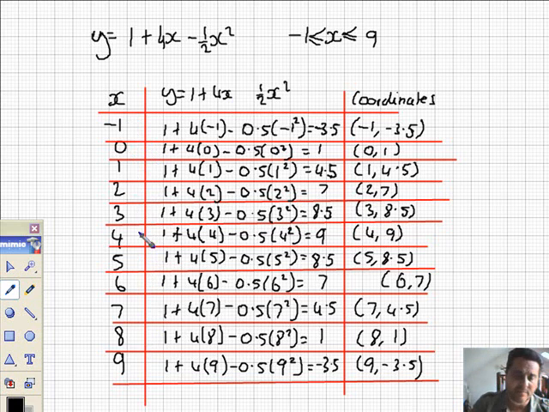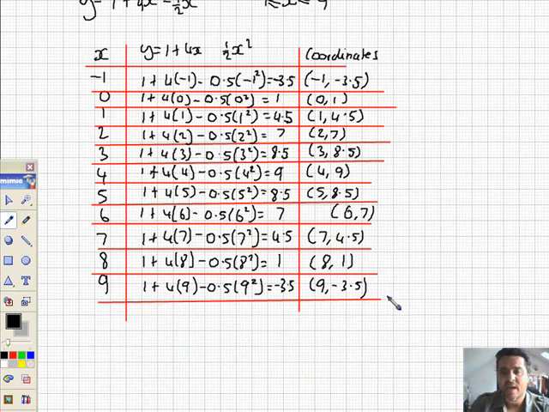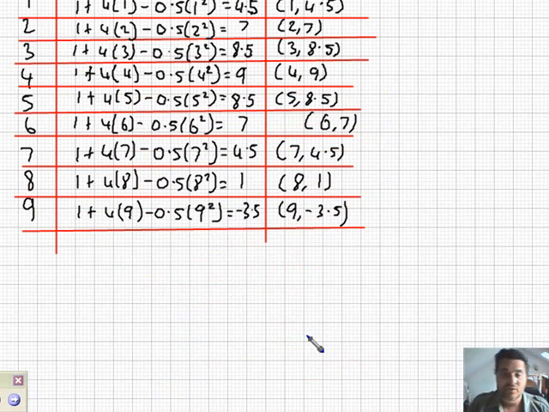So from -1 to 9 I've got 10 points for the x value, and I've created 10 values for the y by calculating and substituting into the equation, and these are the coordinates that I've generated. Again, try them out yourselves.